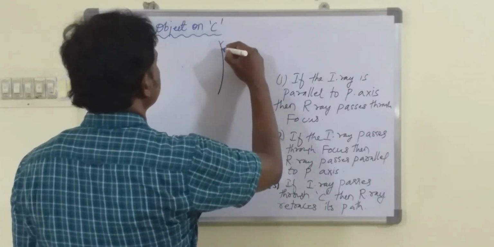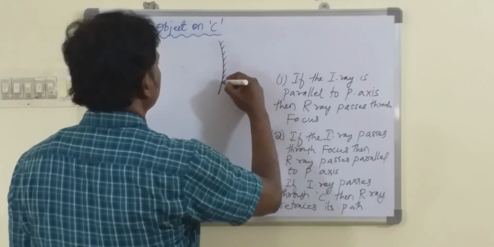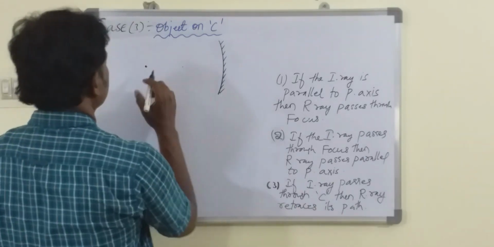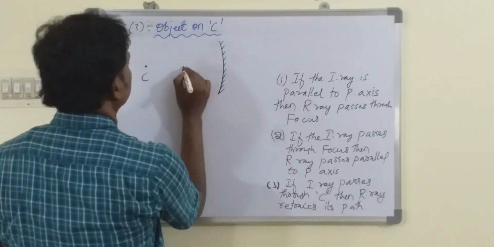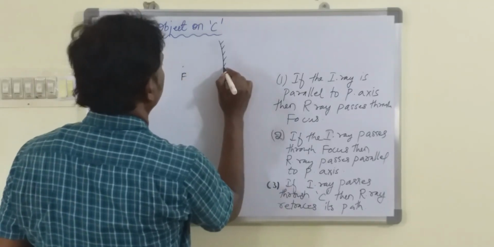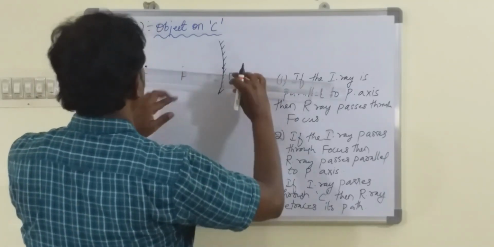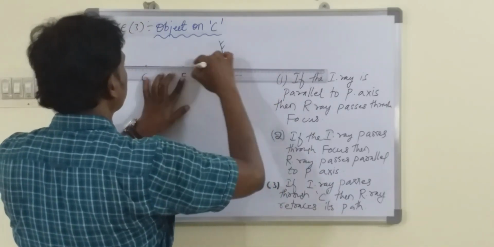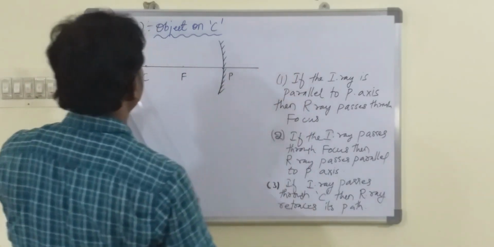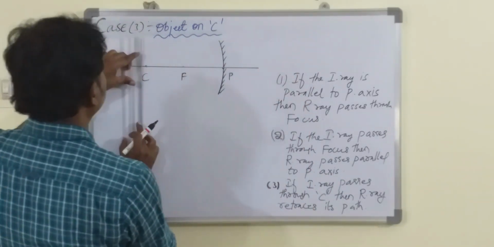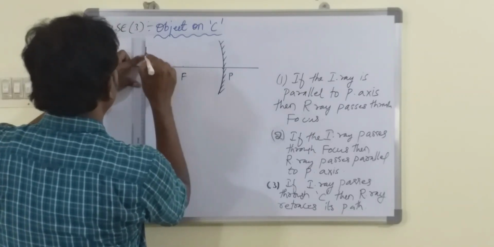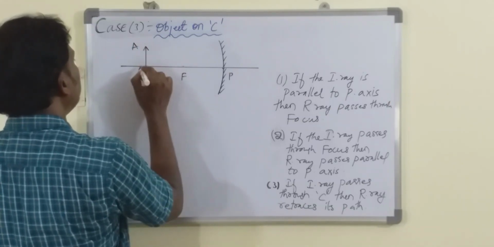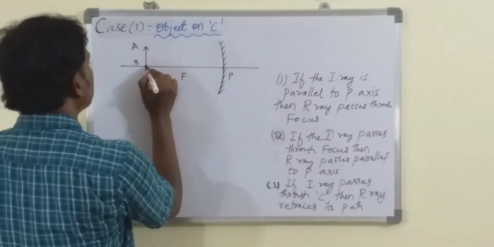Okay, so this is the third case. So the object is on C. This is the center of curvature, this is the focus, and this is the pole. Let me draw the principal axis. This is the principal axis. Now let me draw the object on C. This is the object, and I denote it as AB. AB is the object and it is on C.